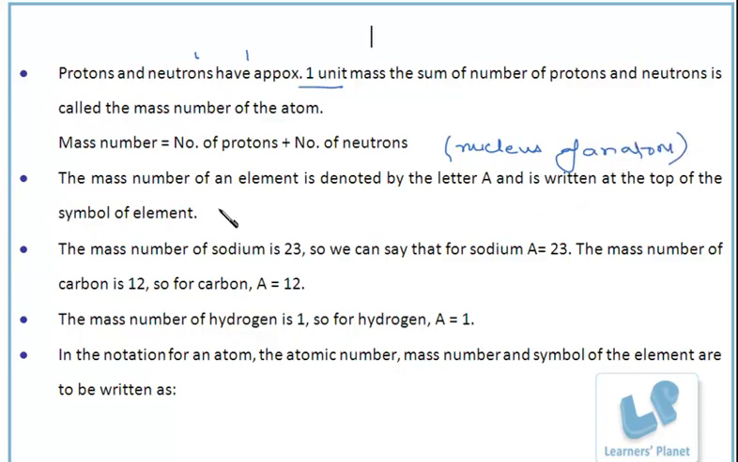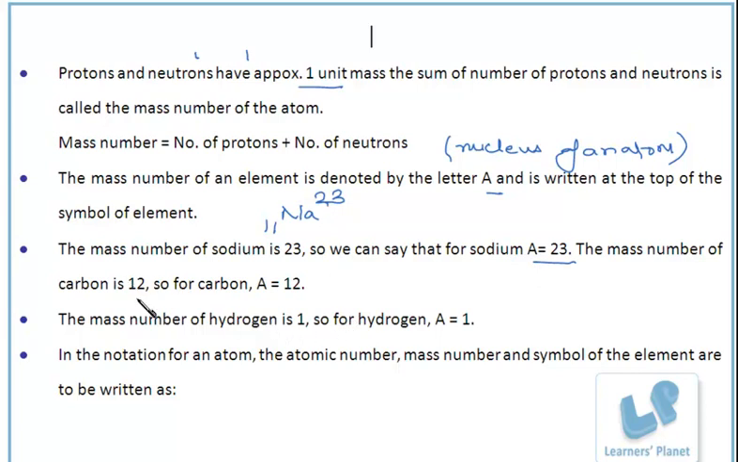So the mass number of an element is denoted by the letter A. How is the atomic number denoted? It is denoted by the letter Z. But mass number is denoted by the letter A and is written at the top of the symbol of the element. Say sodium is there. Let's take up sodium only. The mass number is 23 and the atomic number is 11. So it is written like this. The mass number of sodium is 23. So we can say that for sodium, A is equal to 23.